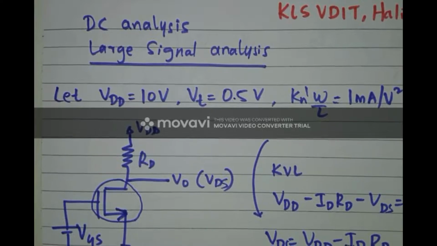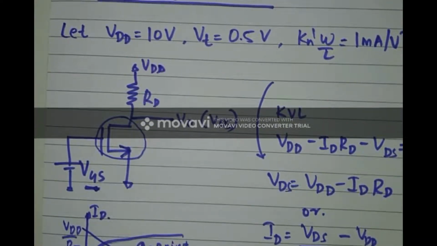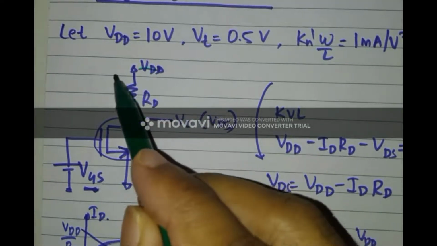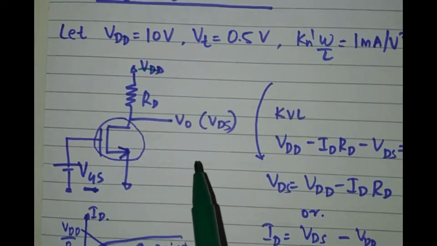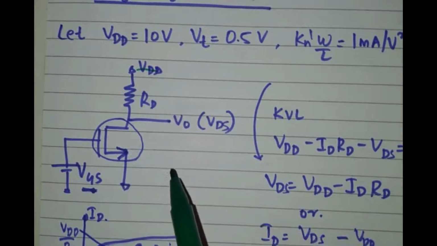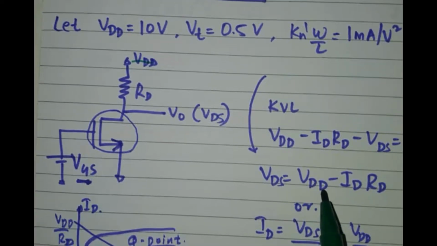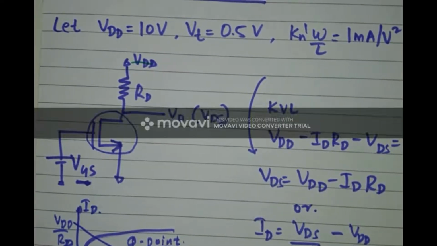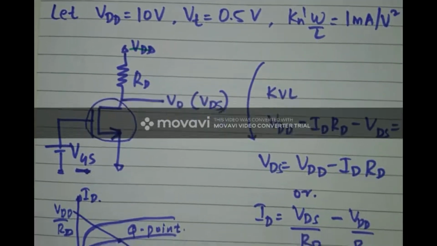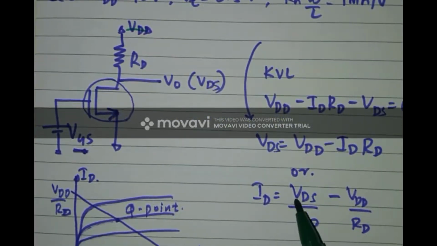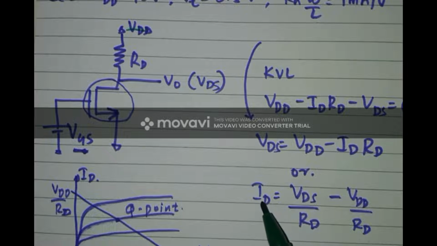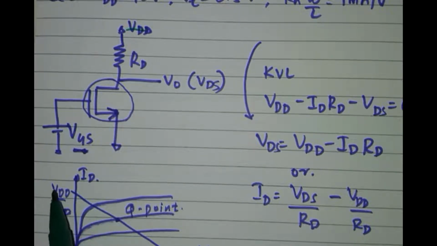So let me summarize the things once again for you. Basically we started with this particular circuit, and we obtained the output voltage equation by applying KVL at the output node, and this is my output voltage equation. And using this output voltage equation, I try to substitute different values of VDS and ID. For example, if I substitute VDS equal to 0, my ID value will be equal to VDD by RD, which is over here, this point, for VDS equal to 0.